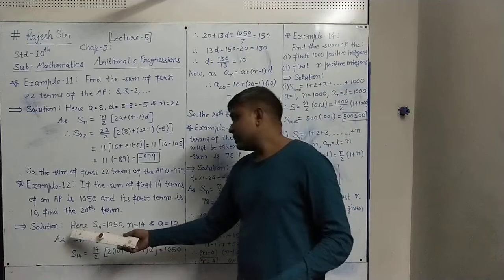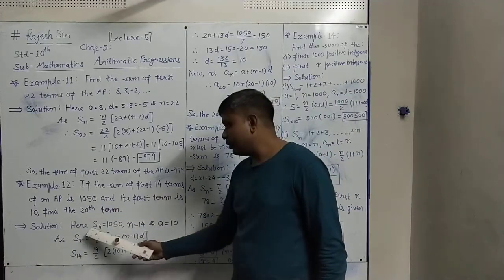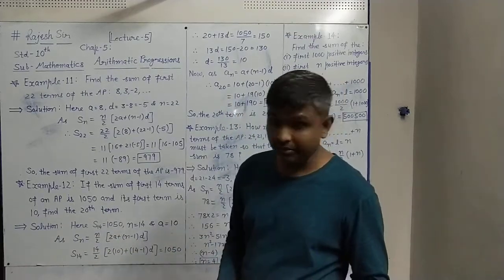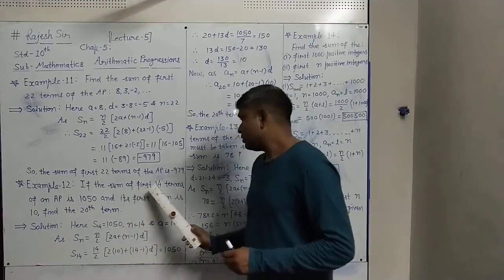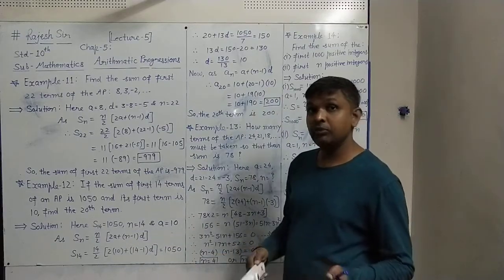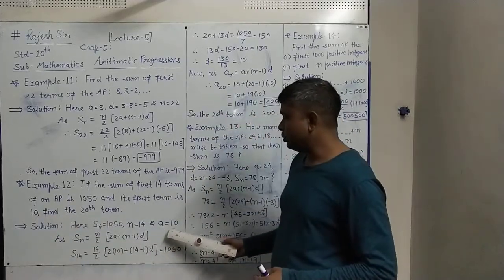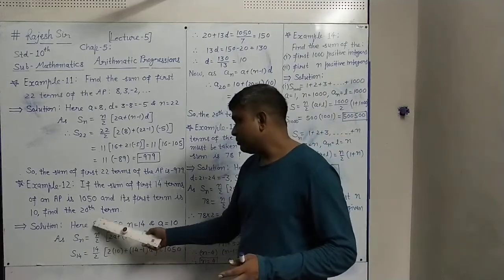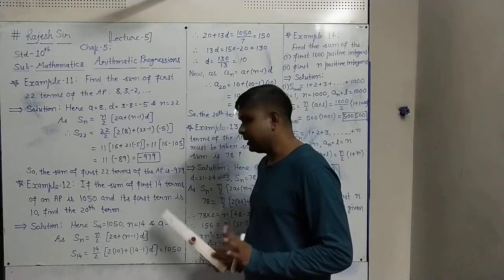So in the solution, what is given here? The sum of first 14 terms can be denoted as S14, and it is given as 1050. This 14 will be n, because first 14 terms means n equals 14. And the first term 10 is denoted as a equals 10. So these informations are given in the question: S14 equals 1050, number of terms 14, and a equals 10.